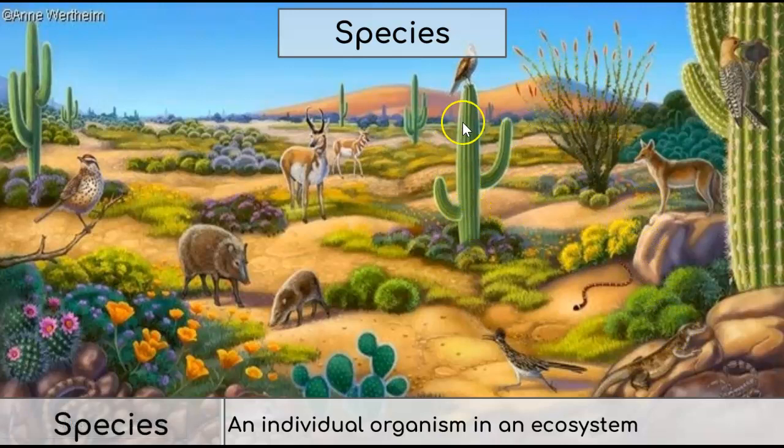Ocotillo back here. Saguaro cactus is a species. Prickly pear cactus species. There's some barrel cactuses back here. And there's some varieties of species of grass. So a species is an organism. It's a specific organism. They're always living things. So there's no species of dirt or species of temperature or anything like that. It's the individual living organisms.